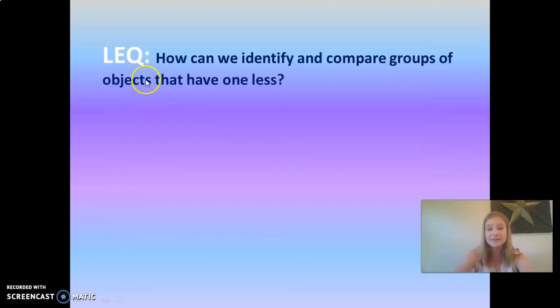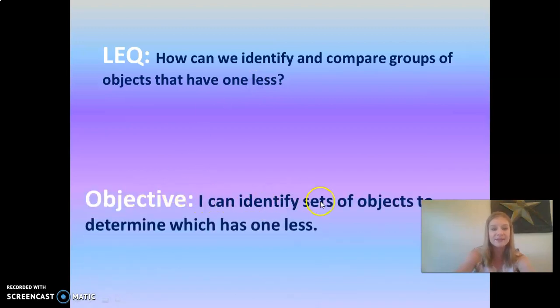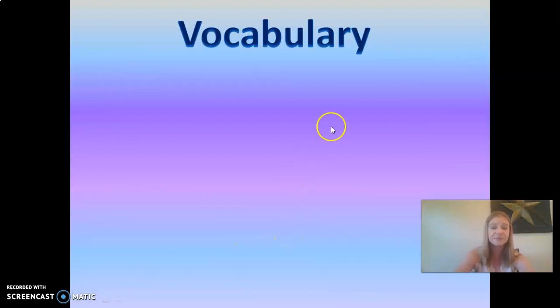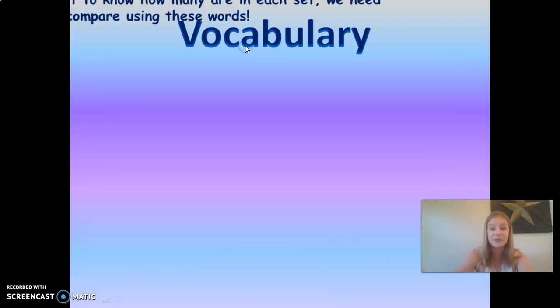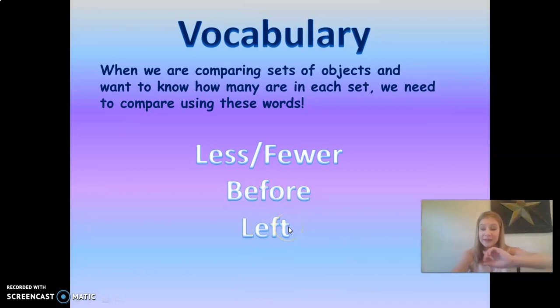So the LEQ for this lesson was, how can we identify and compare groups of objects that have one less? And our objective was, I can identify sets of objects to determine which has one less. The vocabulary we're going to be using in this lesson: less or fewer, before, or left, like the direction. So my left hand, or I'm pointing to the left.